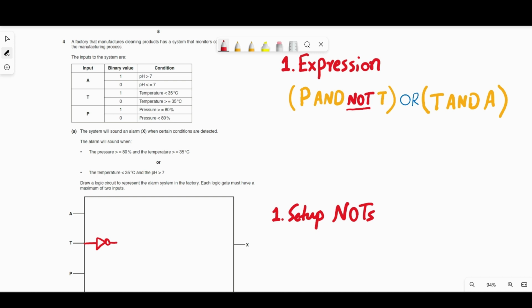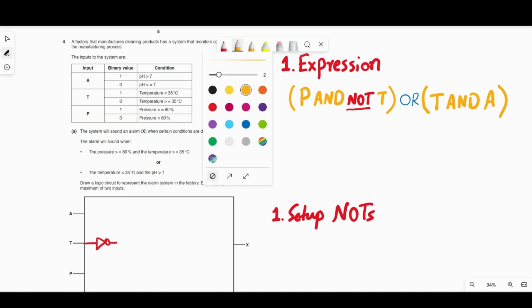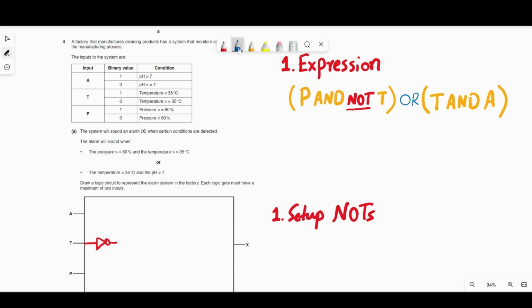Now we'll start solving the brackets. We'll move towards the blue. P and not T. This is the center of P and not T. We'll draw an AND gate here. We need P input.